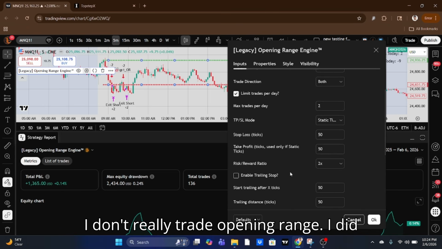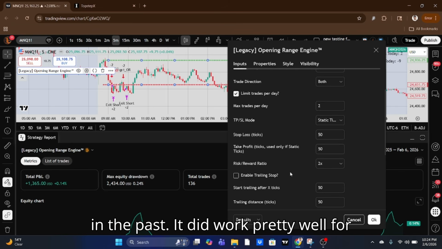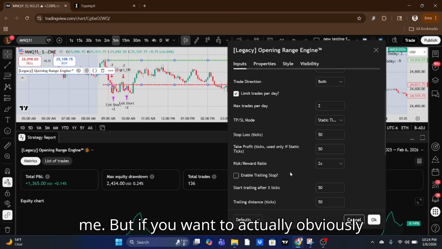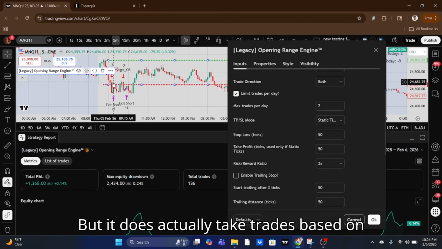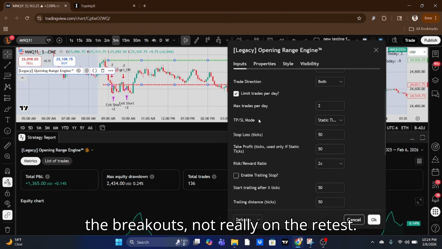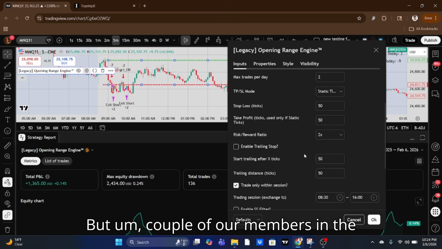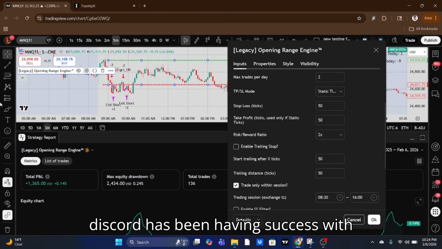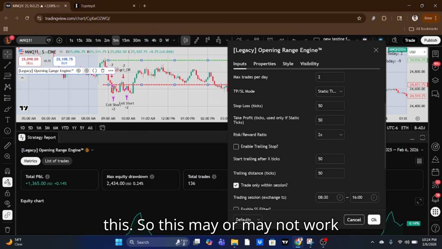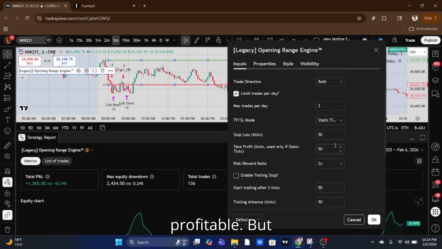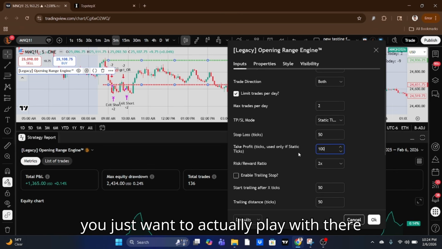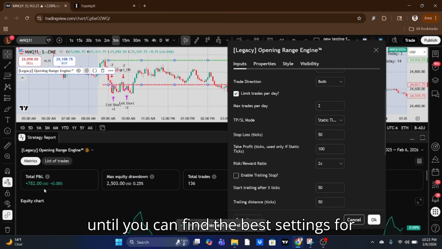I don't really trade opening range. I did in the past. It did work pretty well for me. But obviously you want to demo test this. It does take trades based on the breakouts, not really on the retests. But a couple of my members in the Discord have been having success with this. So this may or may not work for you, but it can actually be really profitable. But you just want to play with it until you can find the best settings for it.